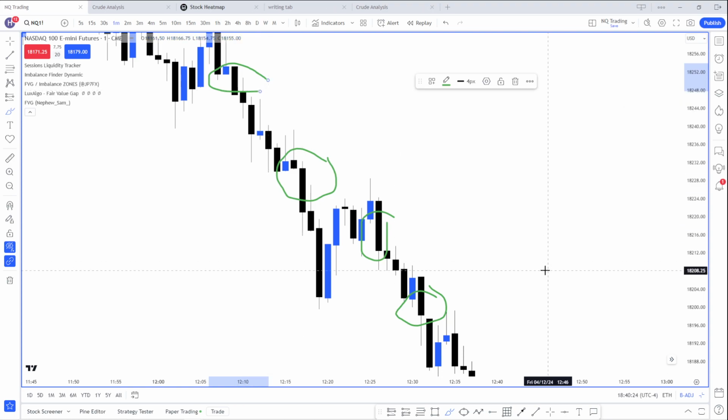So I hope this helps. And as we go forward into lesson 5 and we talk about market structure shift and displacement, we can talk about the importance of fair value gaps within that displacement.